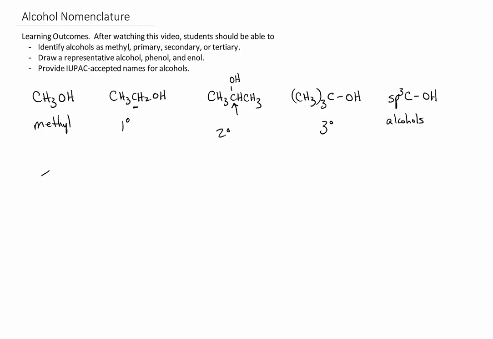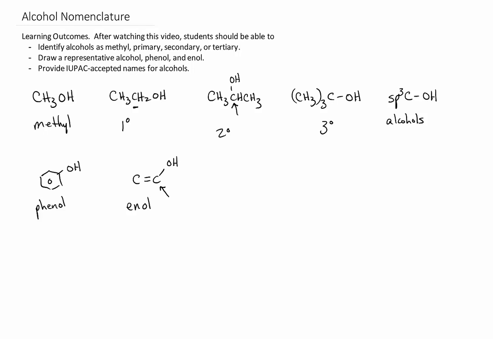Phenols have a phenyl ring or an aromatic ring attached to the OH. This is the compound phenol, and the class of compounds have this as a partial structure. And then another ol that we will see are enols. In other words, if we have an ene, an alkene, and an ol, an alcohol, bonded to the same carbon, then we will have an enol. We will see those in chapters to come.